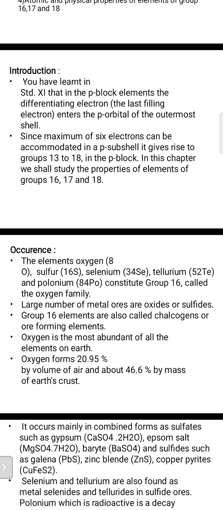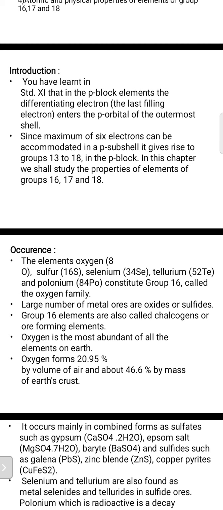Remember these things. A large number of metal ores are oxides or sulfides, like sulfur dioxide, sulfur trioxide. Group 16 elements are also called chalcogens, or ore forming elements. These are called chalcogens, group 16 chalcogens.